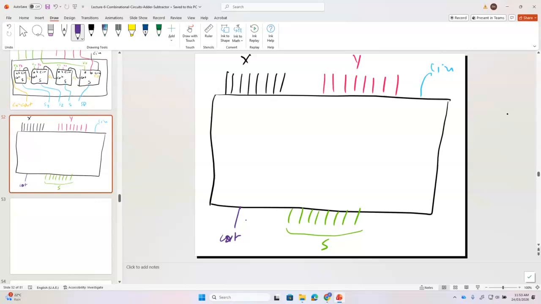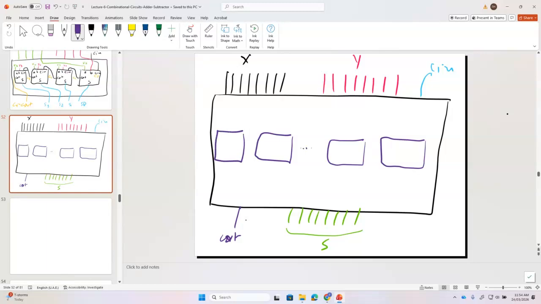Now please look here. This can be designed using what? How many adders are required? 8 full adders are required. So now we have 8 full adders. This is my full adder 1, this is my full adder 2, and then we have full adder 6 and full adder 7.